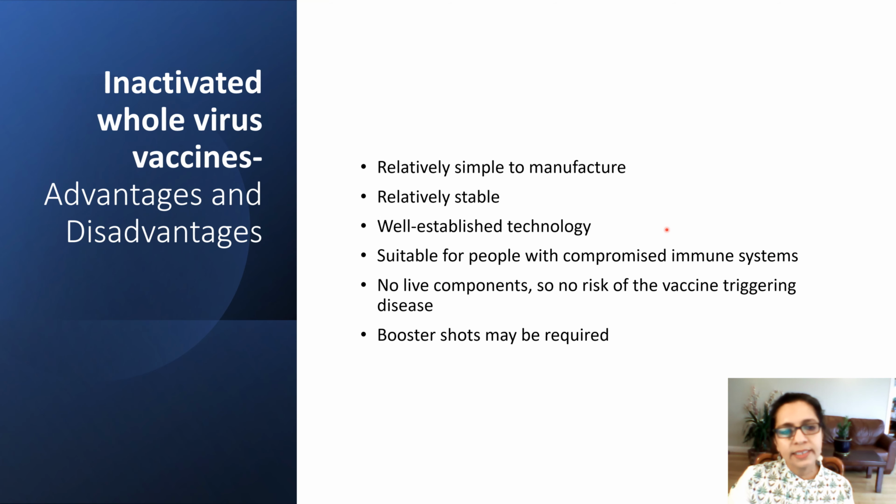So the advantages and disadvantages of inactivated whole virus: they are relatively simple to manufacture, relatively stable, a well-established technology. We do have other existing inactivated vaccines, including whooping cough, rabies, hepatitis A and influenza vaccines using the same technology. It is suitable for people with immunocompromised systems, with no live components or no risk of the vaccines triggering the disease. Booster shots may be required.